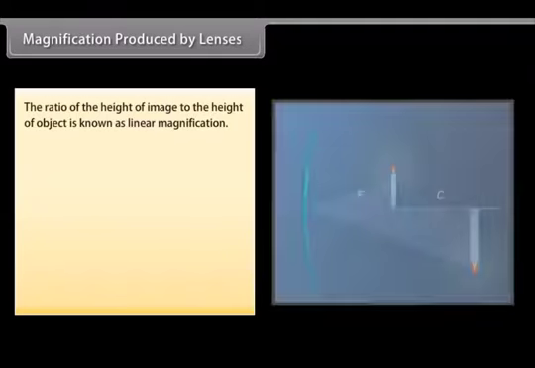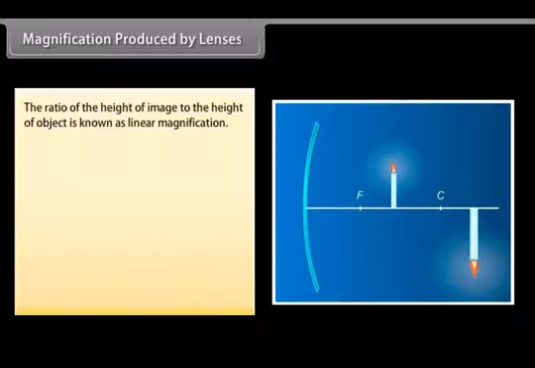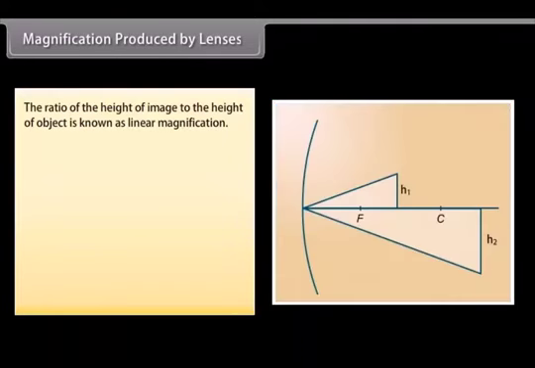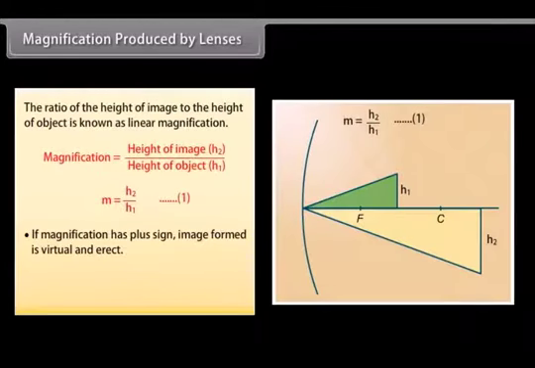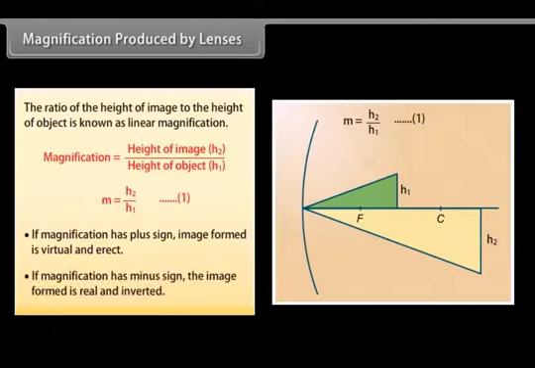Magnification produced by lenses. The ratio of the height of the image to the height of the object is known as linear magnification. Magnification is equal to the height of image h2 upon height of object h1. M = h2/h1, which is equation 1. If magnification has a plus sign, the image formed is virtual and erect. If magnification has a minus sign, the image formed is real and inverted.